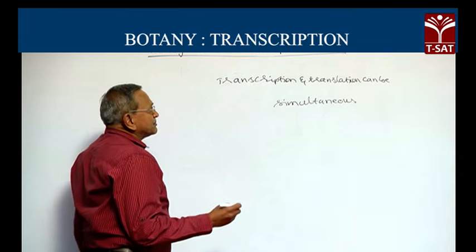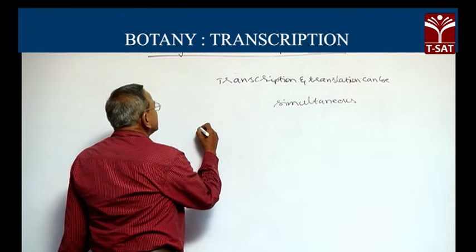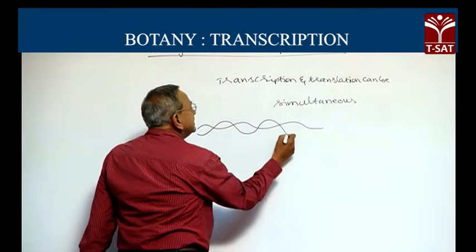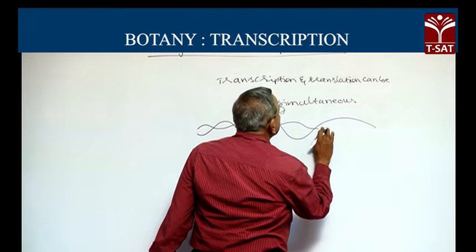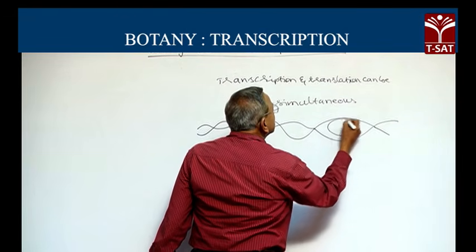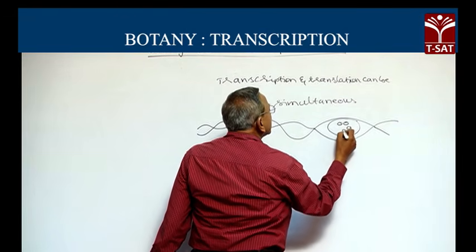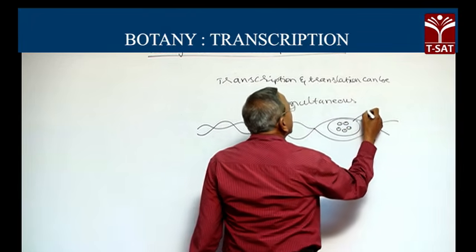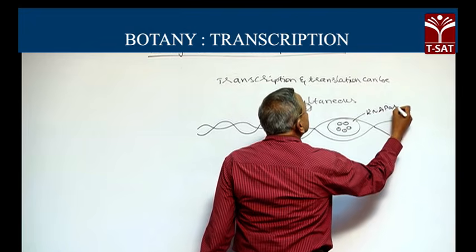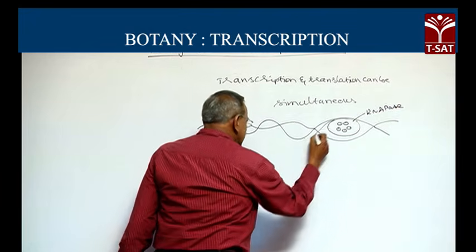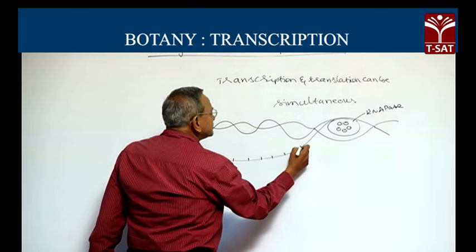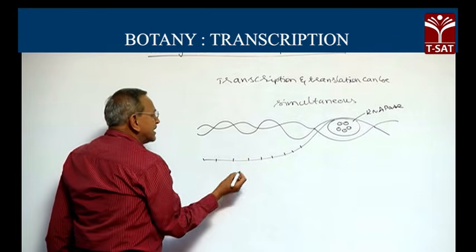Now, the transcription process in eukaryotic organisms. This is the DNA, and this is the RNA polymerase, and this is the mRNA formed.